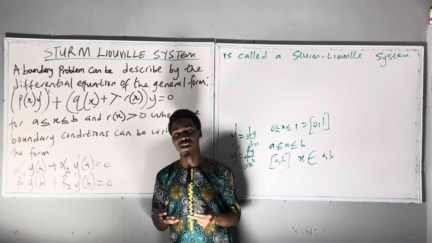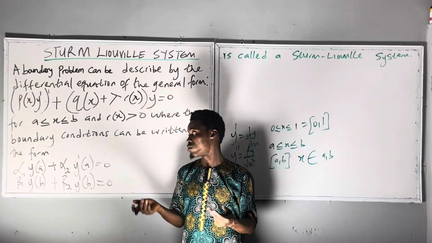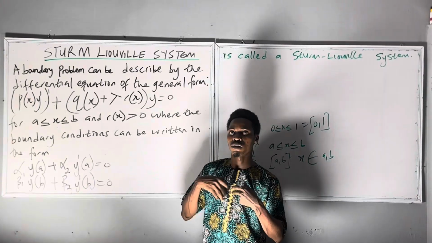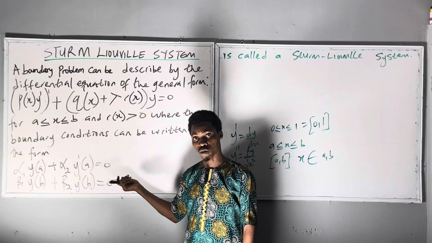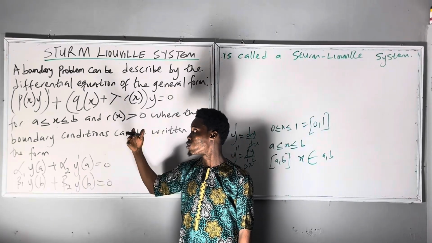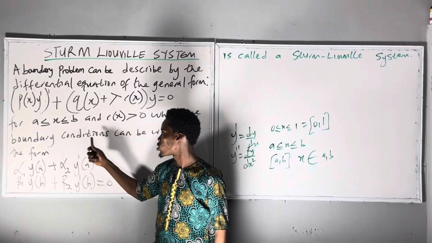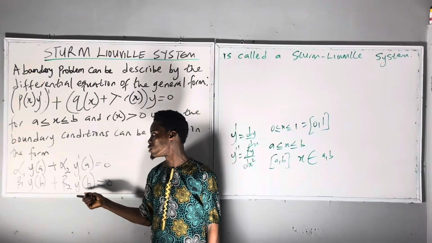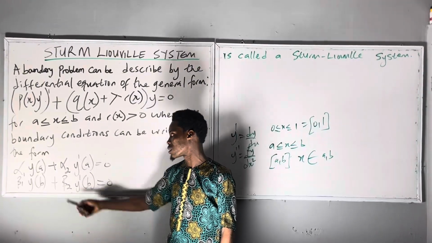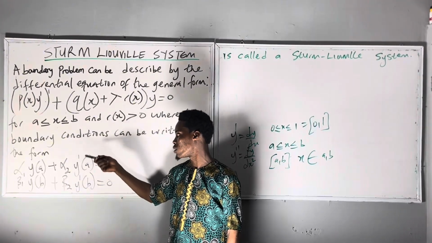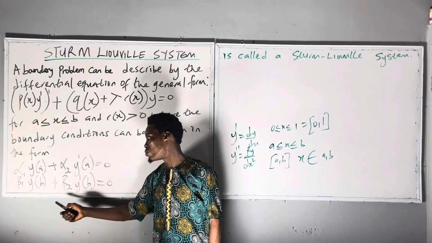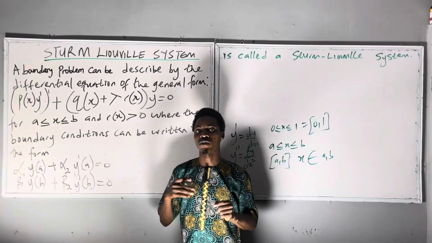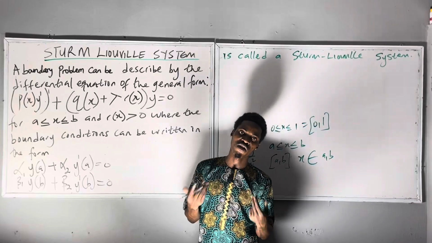It can be an initial value problem, or we have a boundary value problem. So the boundary condition can be written in this form: you can see we have y of a, y prime of a, then y of b, y prime of b. So we have initial conditions and we have boundary conditions.